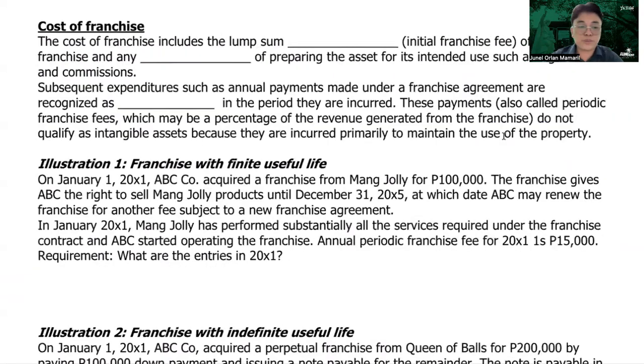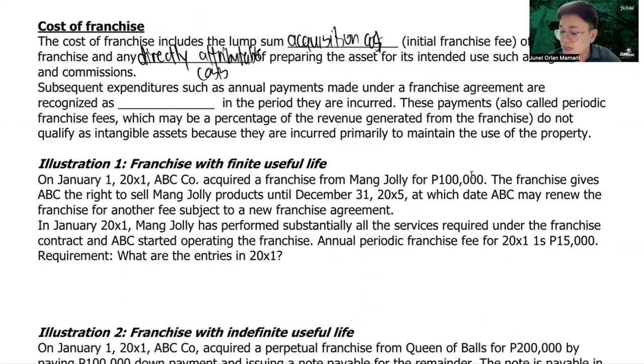Okay, let's move forward. The cost of franchise includes the lump sum acquisition cost and, nasanay na kayo dito, no? Directly attributable costs. Subsequent expenditures such as annual payments made under a franchise agreement are recognized as expense in the period they are incurred. These payments do not qualify as intangible assets because they are incurred primarily to maintain the use of the property.